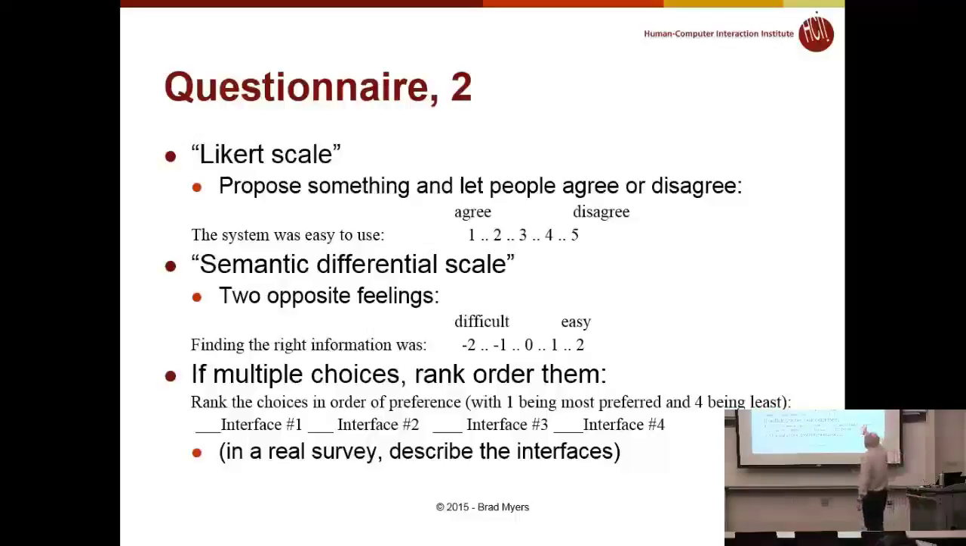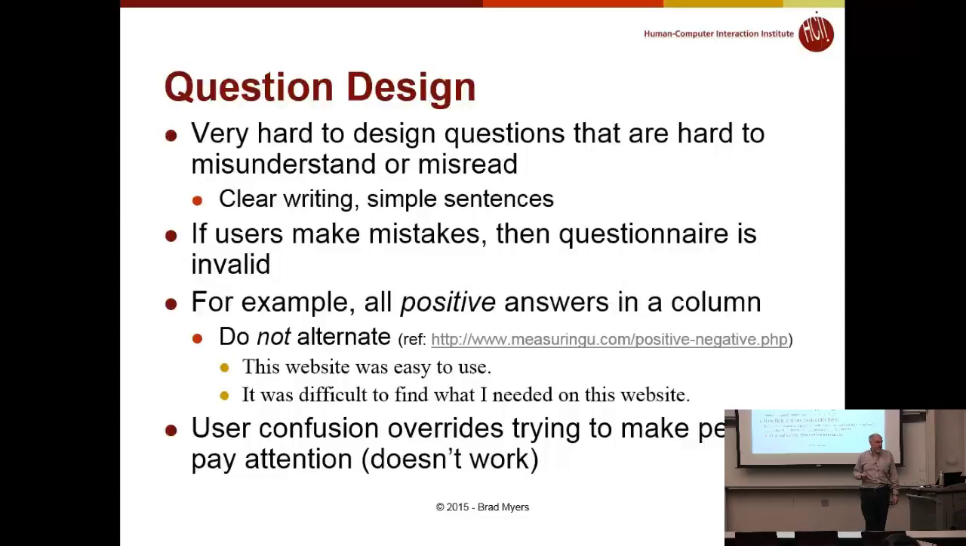A semantic differential scale uses opposites, and this is a little trickier because people may not feel that what you picked are actually opposites. But here's an example: finding the right information was difficult to easy. And here I've made difficult negative numbers and easy positive numbers. But you can number these whatever way makes sense. And of course, you can have people rank order things. There's a variety of choices.